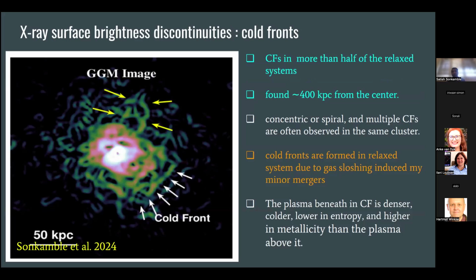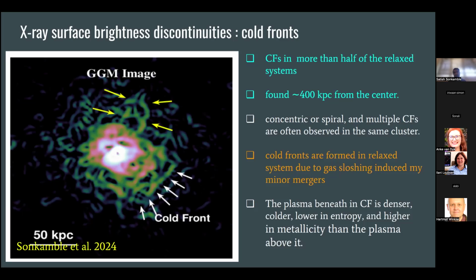Nowadays we can see cold fronts in many more galaxy groups and clusters. Half of the galaxy clusters have cold fronts, and they can be found up to 400 kpc from the center. The morphology is arc-shaped, and even in a single system we can observe multiple cold fronts. The origin of this is possibly gas sloshing induced by minor mergers or off-axis mergers in cool core systems.